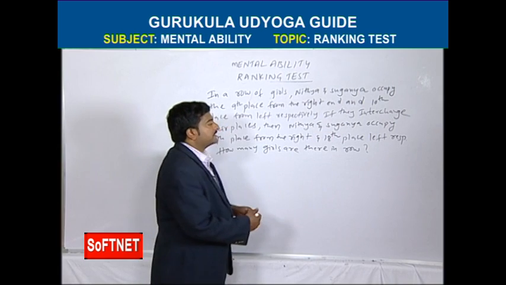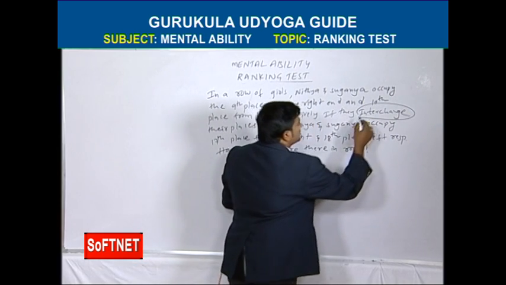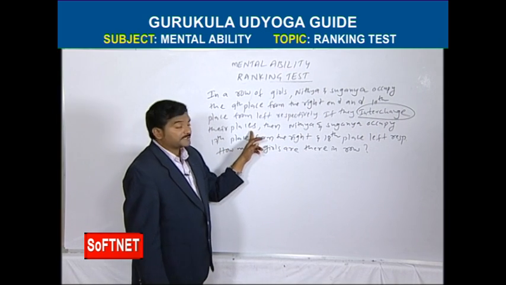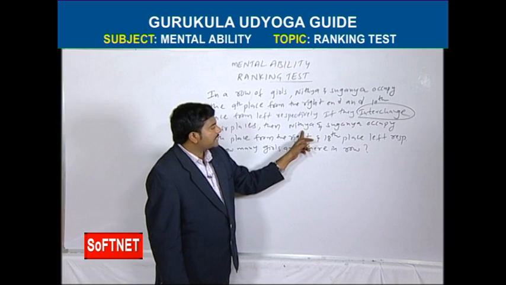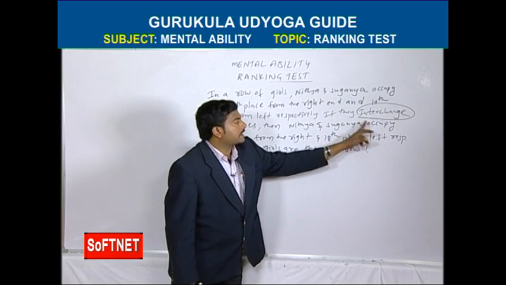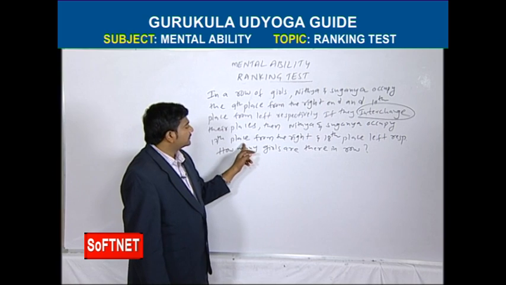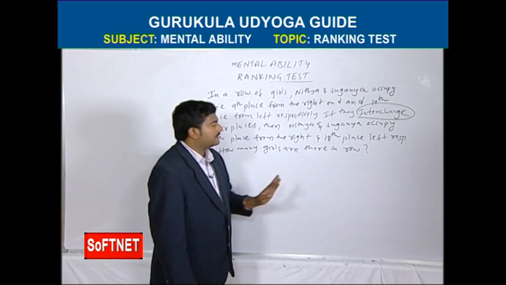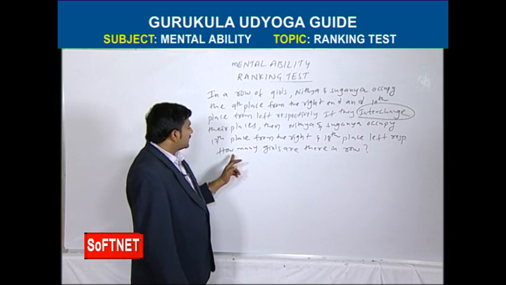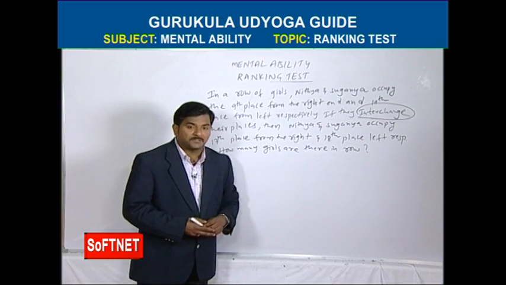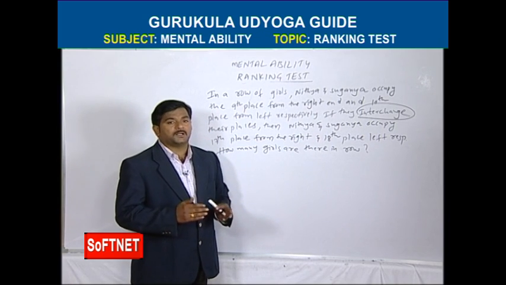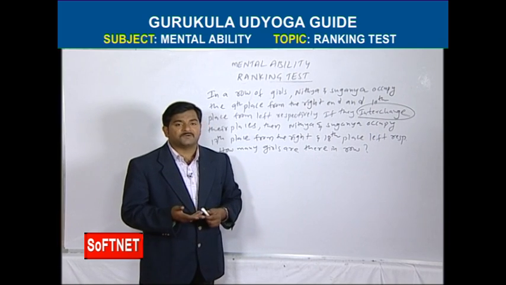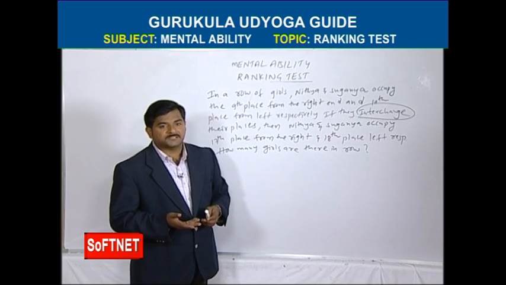If they interchange, again there is a concept of interchange. When they interchange their places, then Nitya and Suganya occupy 17th place from the right and 18th place from the left respectively. How many girls are there in the row? See, he asked to find the total number of objects. Since he asked for the total, the formula is the same. What is the formula? T is equal to n plus k minus 1.